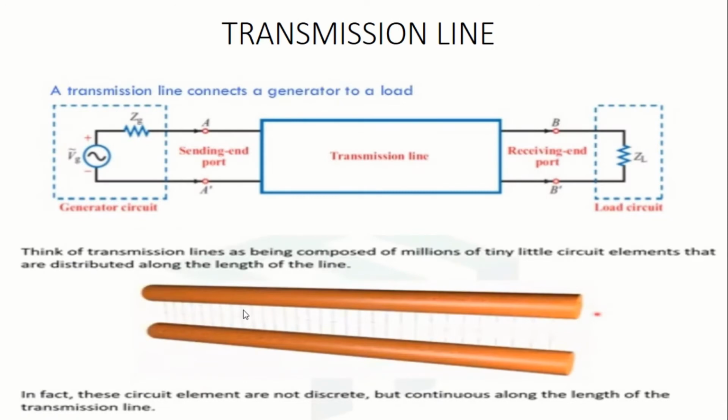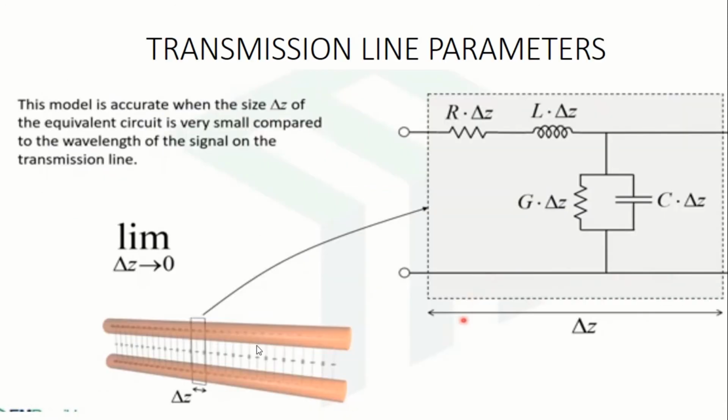A general look shows two parallel lines. But when it comes to the descriptive section, you have the continuous elements in between, separated by an element of del z. It depends on the analysis of comparison with the wavelength of the signal. So we are assuming that del z approaches 0, a very infinitesimal value, and all parameters R, L, G, C are defined in terms of del z.